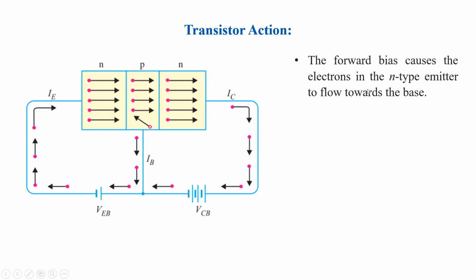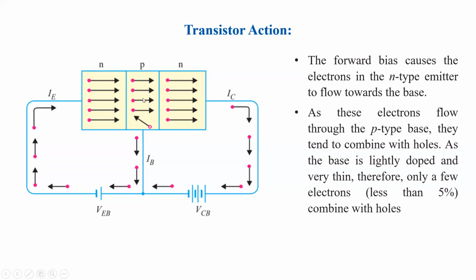The forward bias causes the electrons in the N-type emitter to flow towards the base. As these electrons flow to the P-type region of the base, they tend to recombine with the holes. So some of the electrons will recombine here, and because of that, the base current IB flows through the base terminal. It is observed that this base is lightly doped and a very thin region. Because of that, there is not much space for the recombination of electrons and holes. So only less than 5% of the electrons may recombine here, and 95% of the electrons will move towards the collector region, because here the collector is reverse biased.